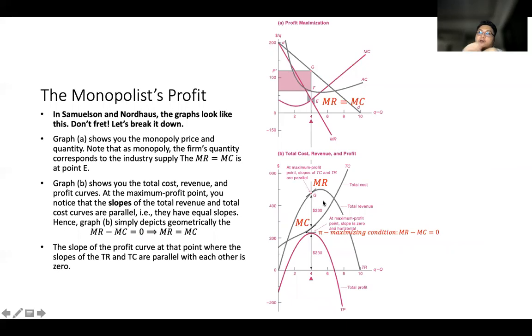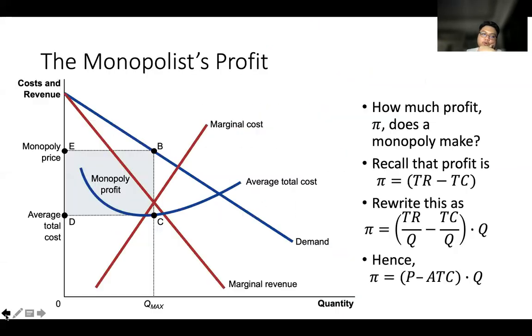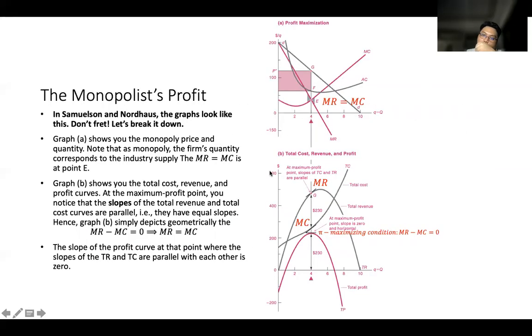Let's try to break it down so you can grasp how the figures go. This is your graph A, your graph B. Graph A shows what we've shown earlier: the demand curve or average revenue, marginal revenue, marginal cost, and average total cost are just the same. MR equals MC is the profit maximizing condition at point E.